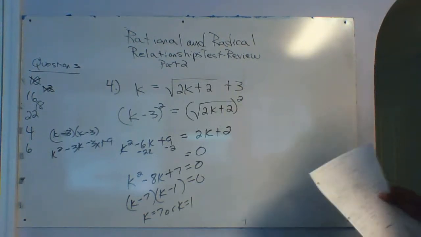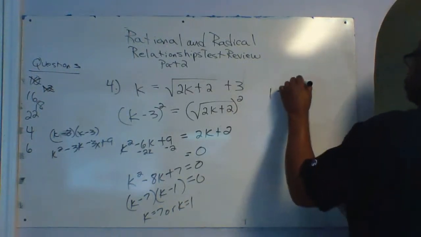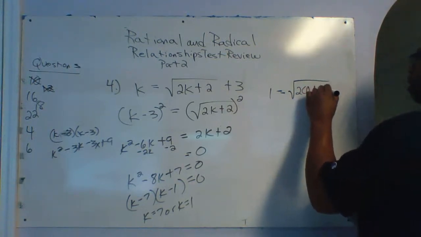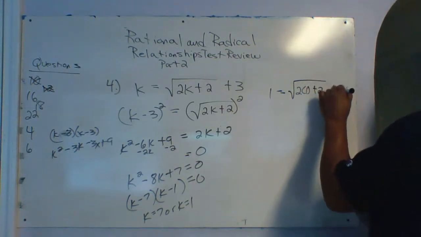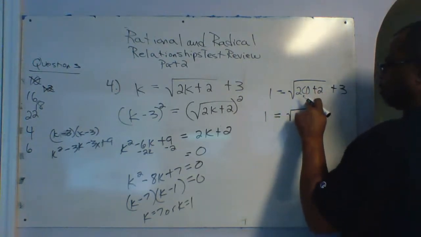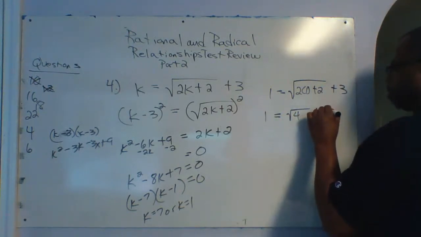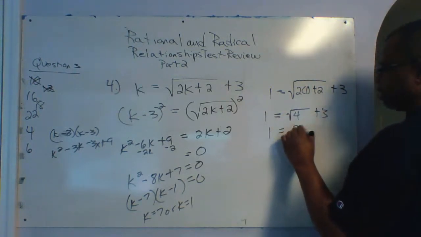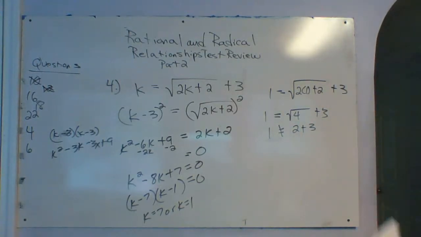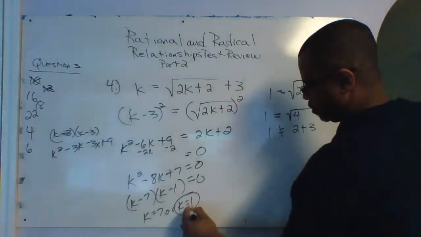So let's go back. We're going to plug in 1 first. So we have 1 is equal to the square root of 2 times 1 plus 2, plus 3. So we have, what's that, 4? So that's going to be the square root of 4 plus 3, so that's going to be 2 plus 3. And we know that 2 plus 3 will never give us 1. So that's your extraneous solution.